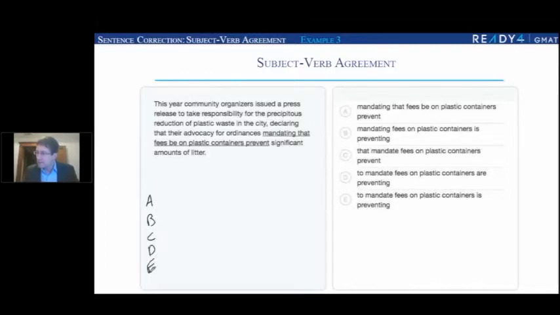The subject is organizers. The verb is issued. Okay? And then a press release, that's an object, actually, if you want to be technical about it. Then we have a comma here. Then we have a modifier declaring. That's actually pretty normal that you have a verb-ing modifier coming after a comma.